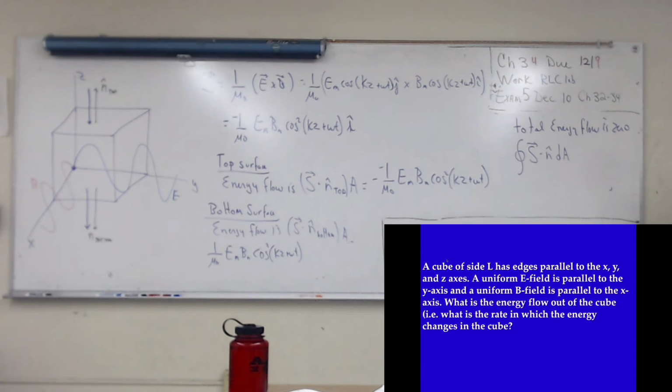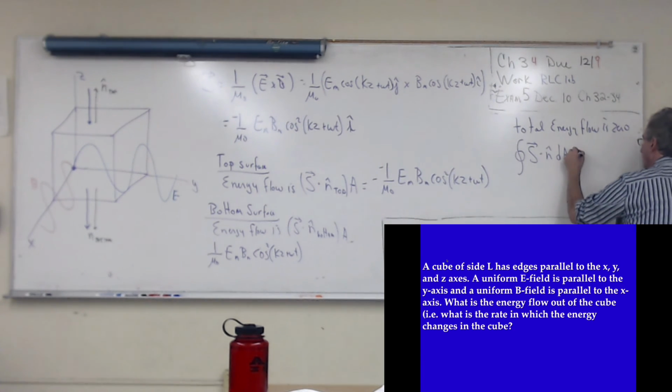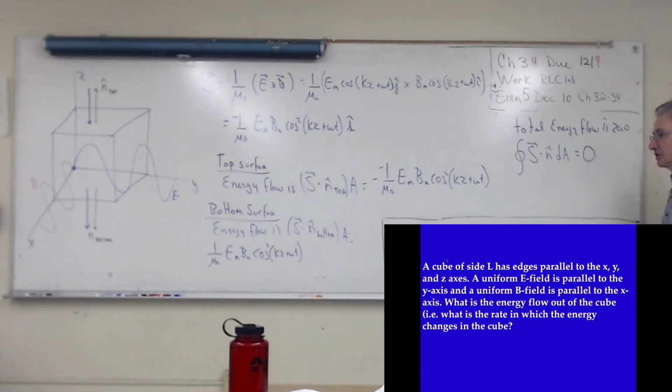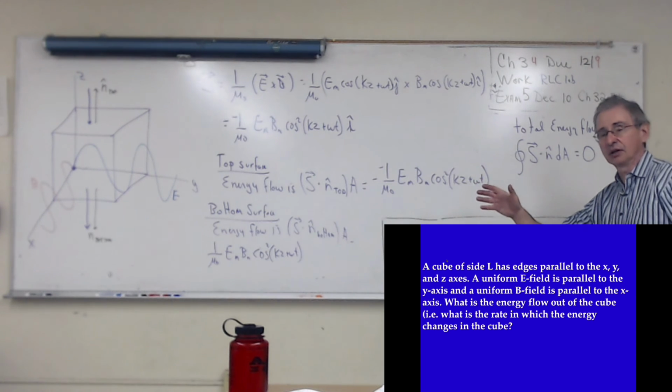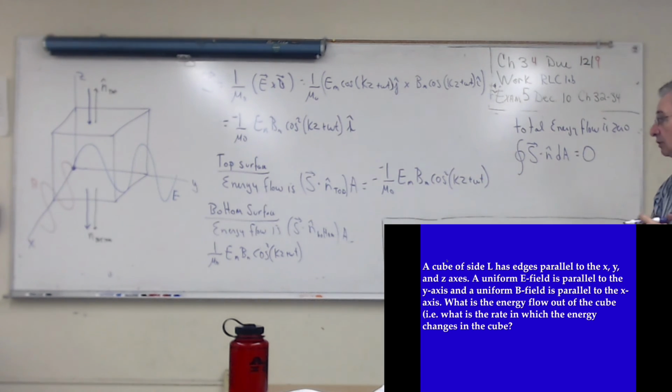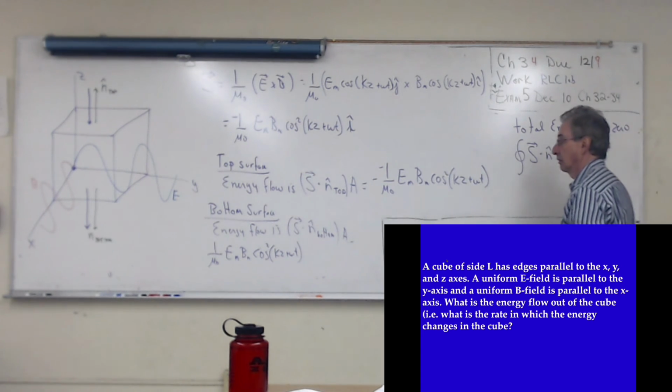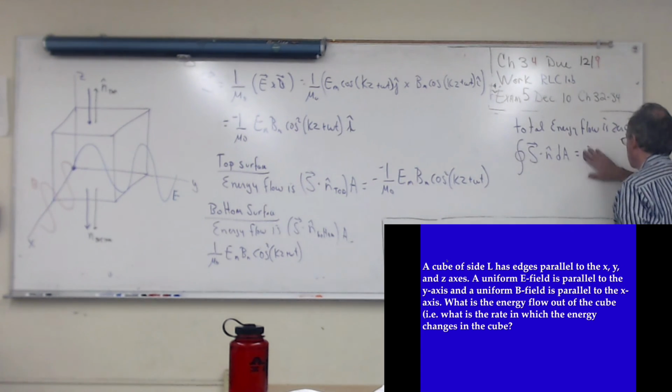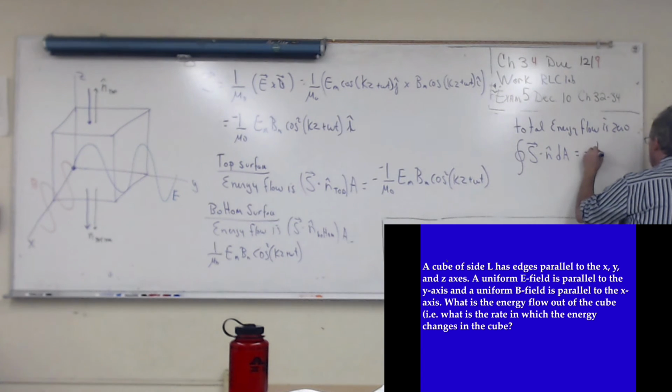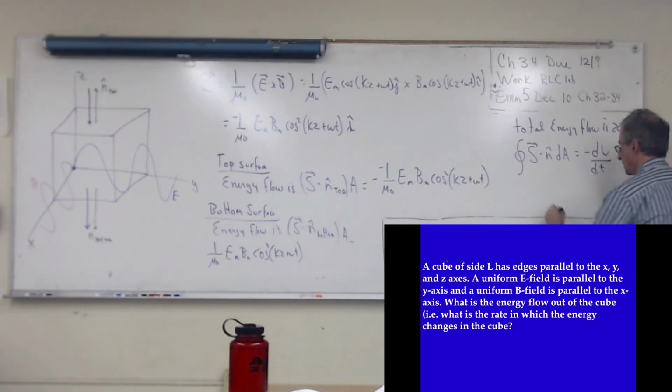That's the total energy flow through a closed surface. And I've shown that it's 0 for this case. If it's not 0, that means the system is losing energy. If I want to calculate the energy flow out of the surface, if it's not 0, then it's got to be equal to the rate at which energy is lost from the surface.